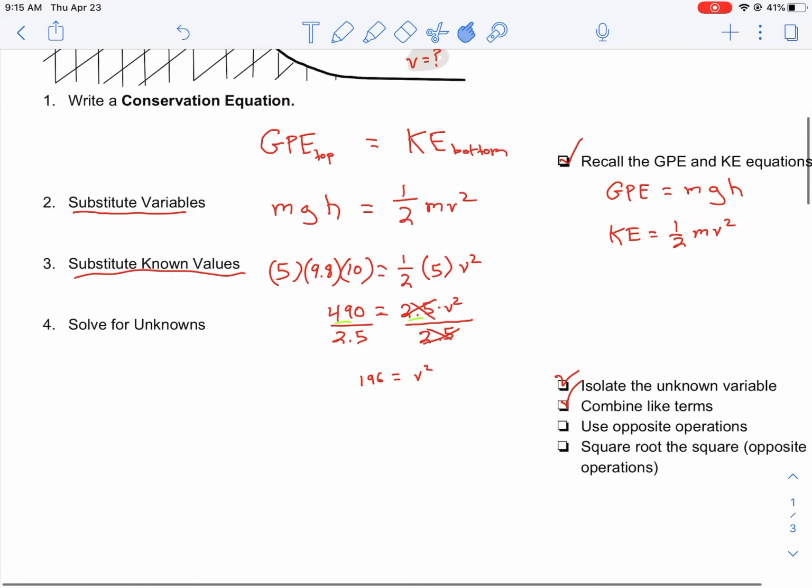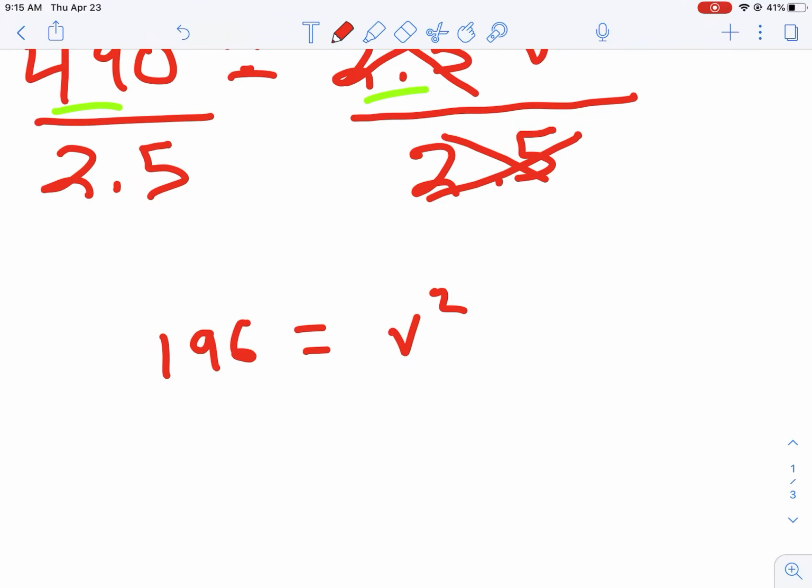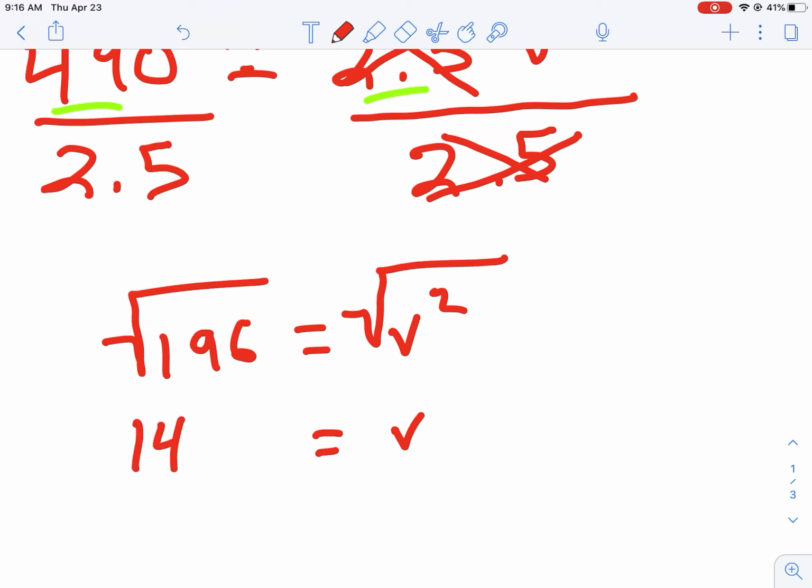v squared equals 196. We're going to use the strategy of using opposite operations. We're going to do that again when we square root the square. So we have v squared right here. If you take a square root of a square, you get rid of it. Now that v squared is now a v, that's great, but remember, whatever you do to one side, you do to the other. Now you can turn your calculator over to the side or however you do it, but you take the square root of 196, you get 14.